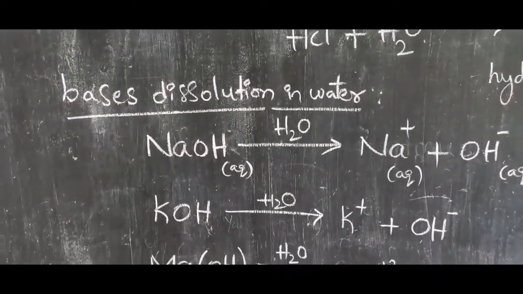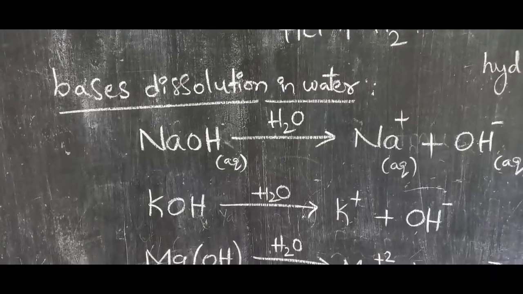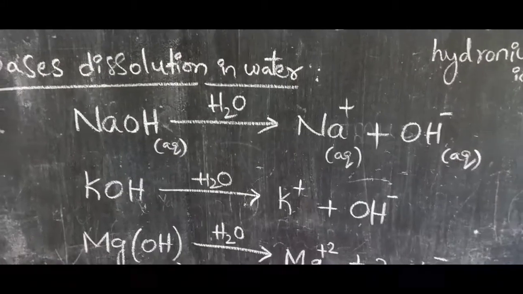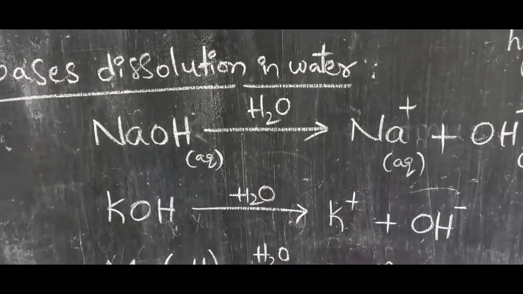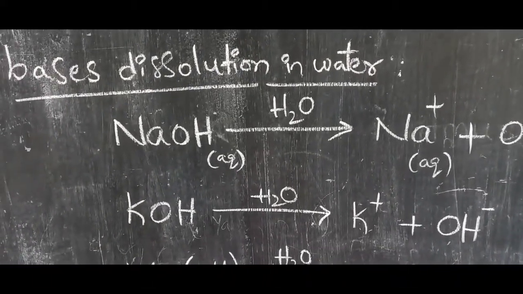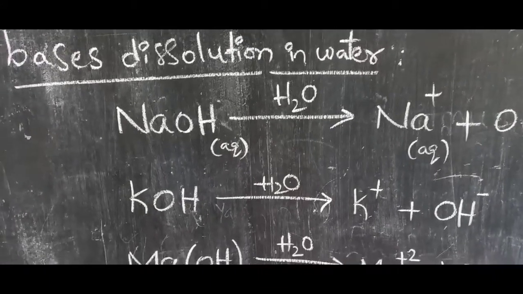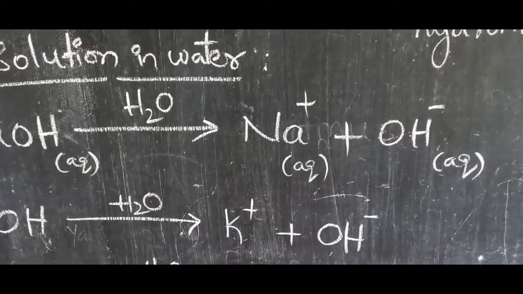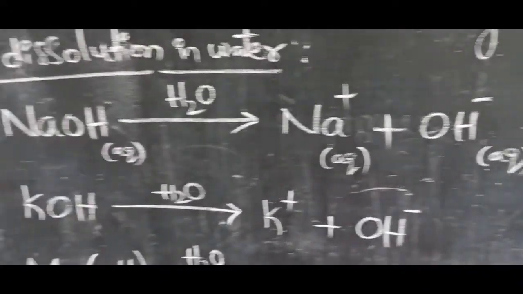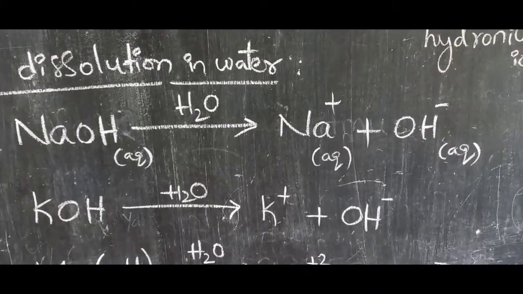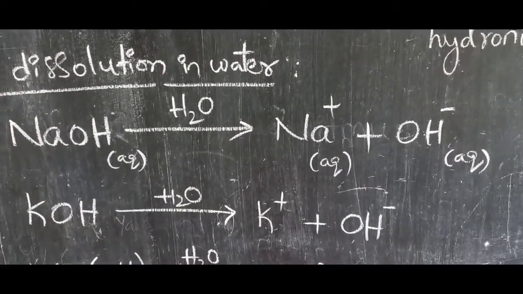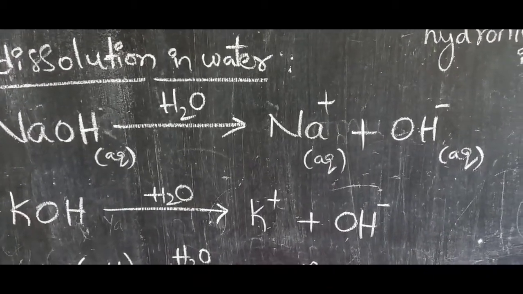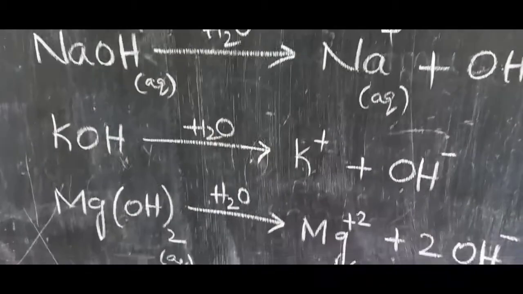Now, what happens when bases are dissolved in water? Yes, bases are also able to produce ions. Suppose you add water to a base like sodium hydroxide, NaOH. In the presence of water, it produces Na plus ions and OH minus ions. That means NaOH dissociates into Na plus and OH minus ions. We get positive ions and negative ions. OH minus ions are called hydroxyl ions.